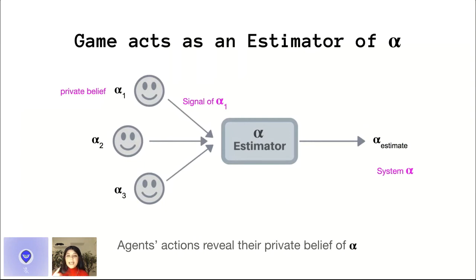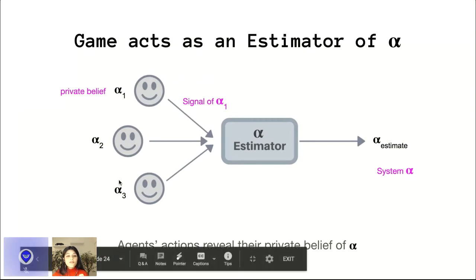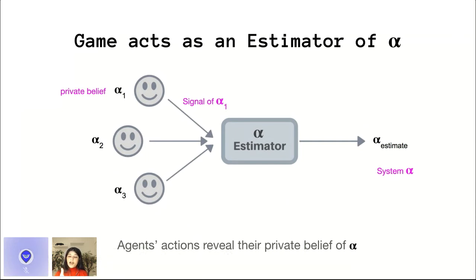And so by taking that information, we're able to extract it, put it to an estimator, and allow that estimator to come up with a system-level estimate of the collective aggregate of all of the agent actions. That way, we're able to estimate this system-level alpha based on the private belief of alpha of all of these multitude of agents. So the agent actions are able to reveal their private belief, and we put that into a system estimator, and then we're able to obtain a system-level estimate of the risk parameter alpha.